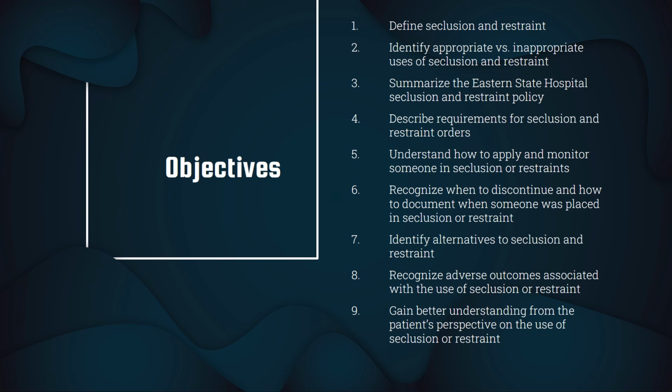At the end of this education, participants should be able to define seclusion and restraint, identify appropriate versus inappropriate uses of seclusion and restraint, summarize the Eastern State Hospital seclusion and restraint policy, describe requirements for seclusion and restraint orders, understand how to apply and monitor someone in seclusion or restraints, recognize when to discontinue and how to document when someone was placed in seclusion or restraint, identify alternatives to seclusion and restraint, recognize adverse outcomes associated with the use of seclusion or restraint, and gain a better understanding from the patient's perspective on the use of seclusion or restraint.